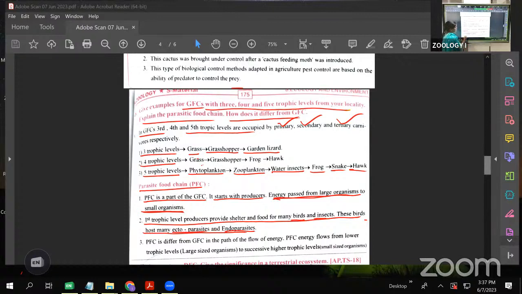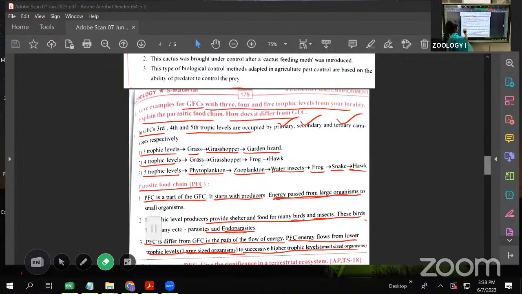The parasitic food chain differs from the GFC in energy flow. In the GFC, energy goes from lower trophic levels to higher trophic levels, from smaller to larger organisms, but here it goes from larger organisms at the lower trophic level to smaller organisms at the higher trophic level. This is the opposite of the grazing food chain. For the long answer also, this one is important.